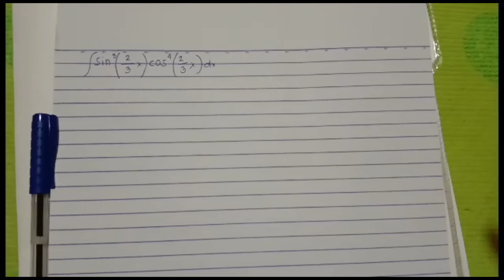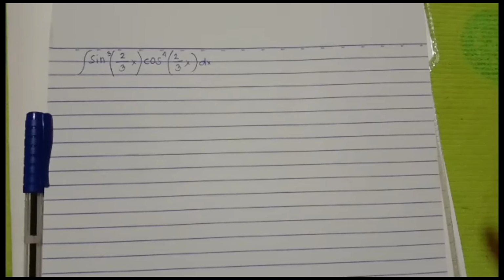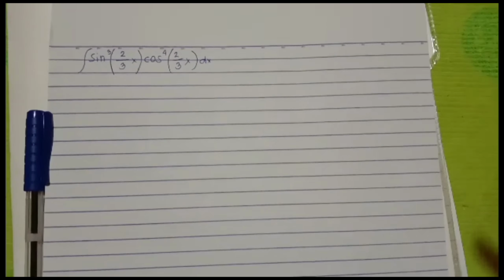Showing you an example of integrals involving the trigonometric functions. So, we have the integral of sine cubed of 2/3 x times cosine to the 4th power of 2/3 x dx. To find the integral, we must use u substitution.